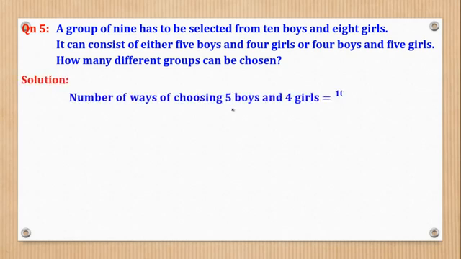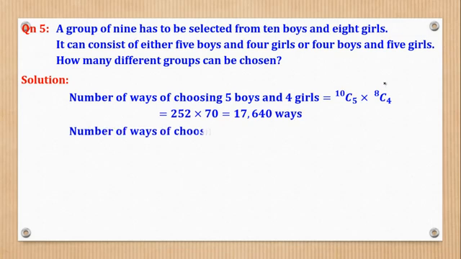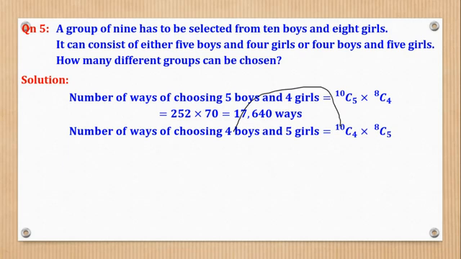So the number of ways of choosing 5 boys and 4 girls is 10 combination 5 because there are 10 boys and you want 5. Then 8 combination 4 because there are 8 girls and you want 4. So using a calculator, I'll come up with that. What about the number of ways of choosing 4 boys and 5 girls? 10 combination 4, 8 combination 5. Use a calculator to come up with that.